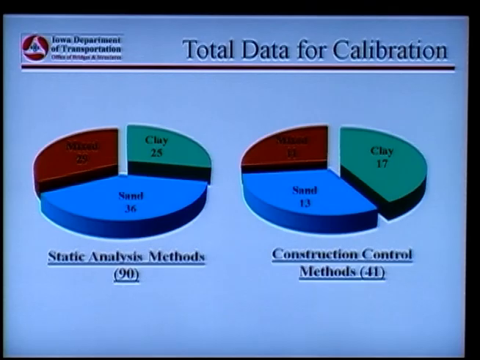So the analysis was based on a database of 90 for the static analysis method, and for construction control like WEAP, it's based on 41 pile load tests, distributed based on the soil types.